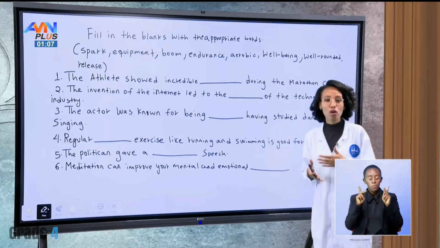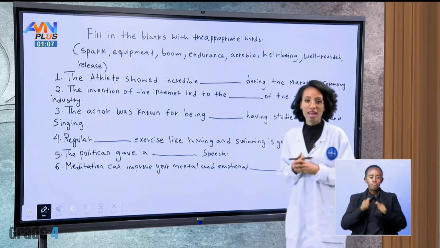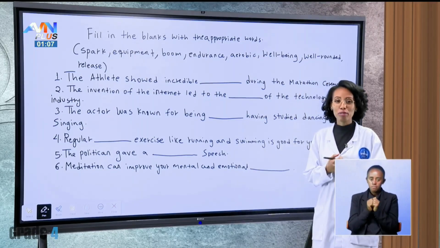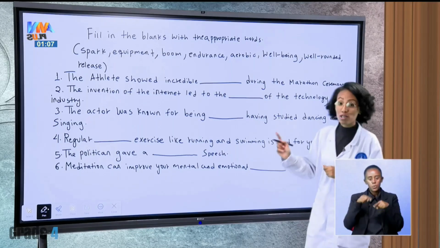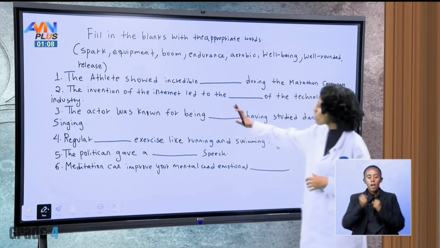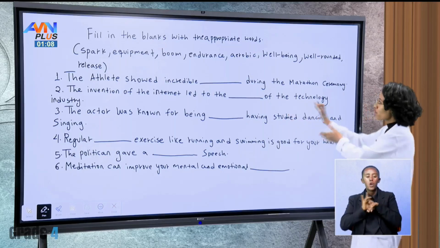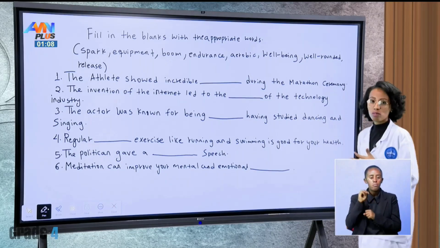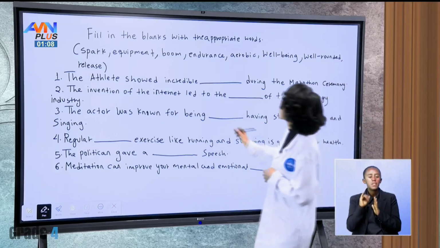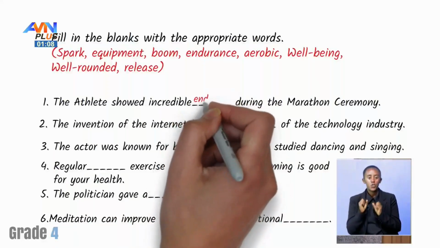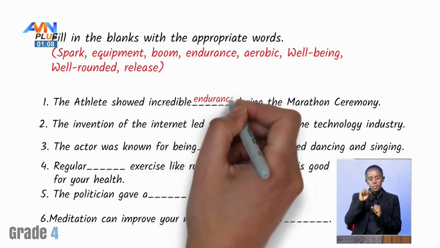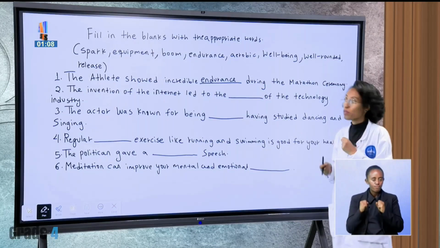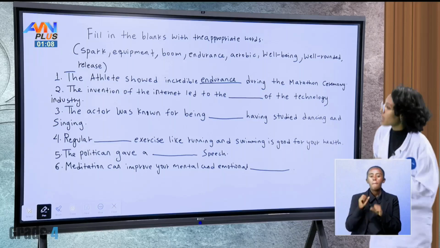Okay, I'm sure you all did a really good job in answering all of these questions. And let's do them together and we will conclude this class. The first one, the athlete showed incredible dash during the marathon ceremony. What do you think it is? Incredible what? Endurance. Strength. Ability, right? To withstand something during the marathon ceremony.